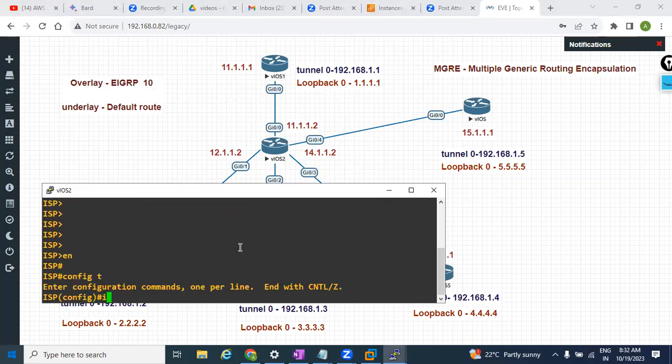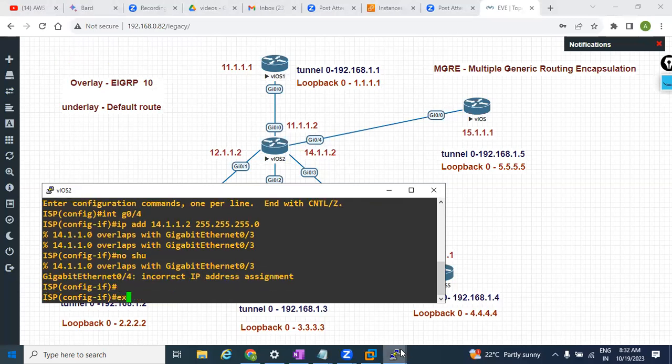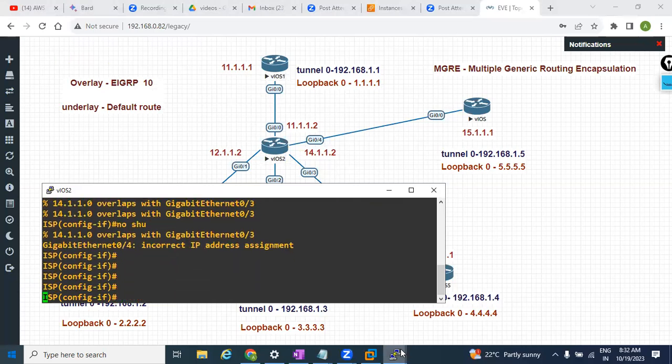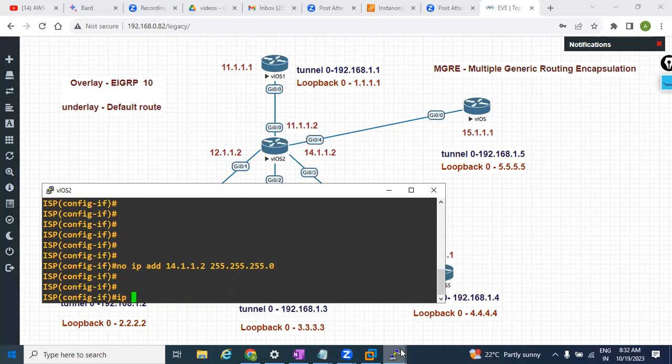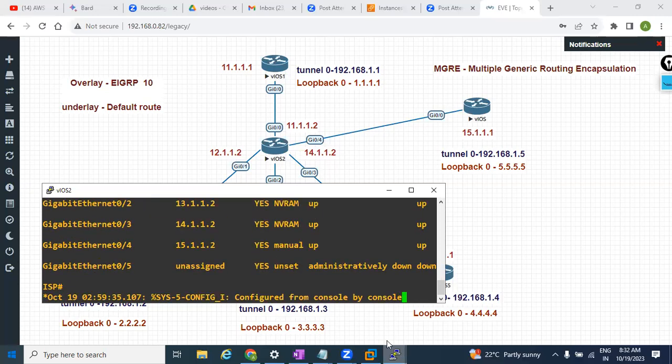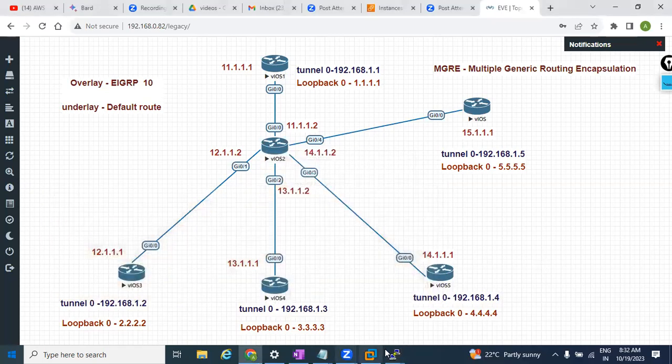Interface /4, IP address 14.1.1.2/24, no shut. Sorry, it should be 15.1.1.2/24, no shut. Show IP interface brief. This is 15.2, which is fine. The ISP is not needed anymore now.